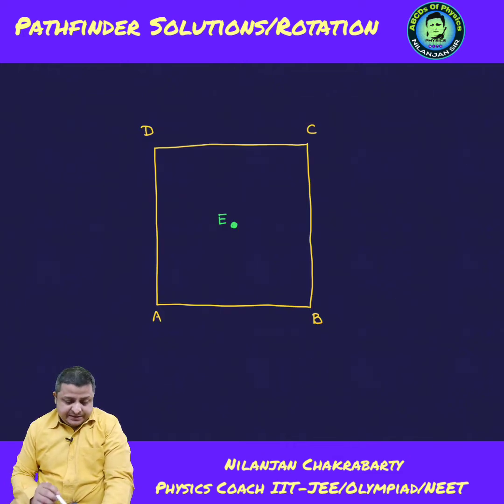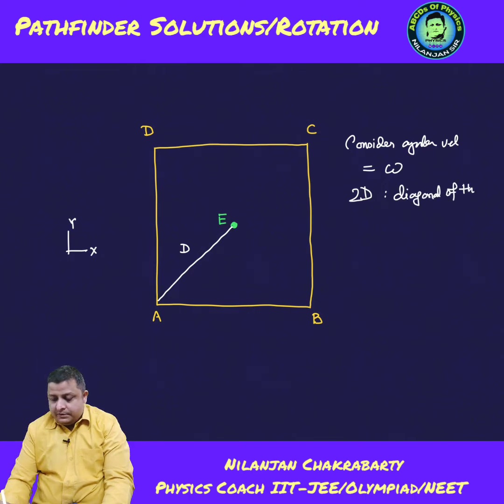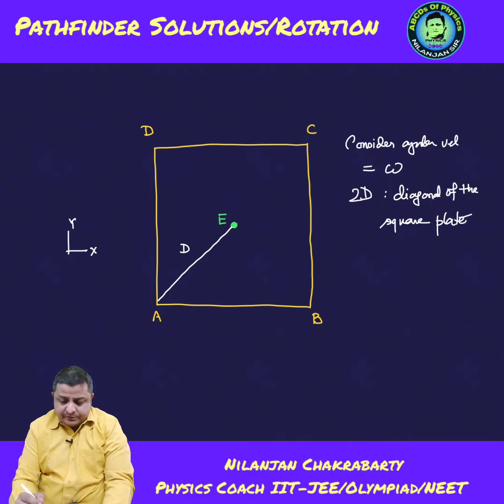So these are the sides A, B, C, D. Now say we consider the XY plane. This is the X axis and the Y axis. So we consider the angular velocity omega for the square plate, and say the diagonal of the square is suppose 2d. 2d is the diagonal of the square plate. Okay, so now angular speed omega.